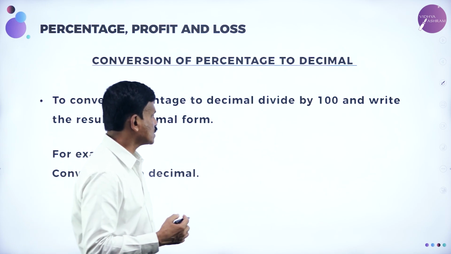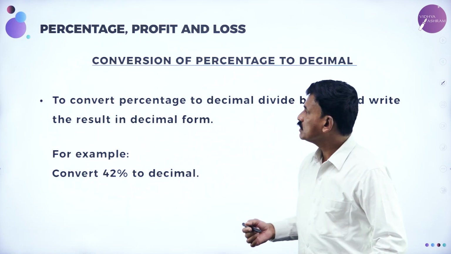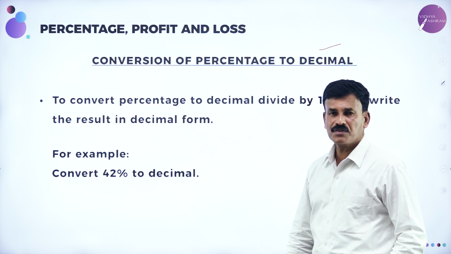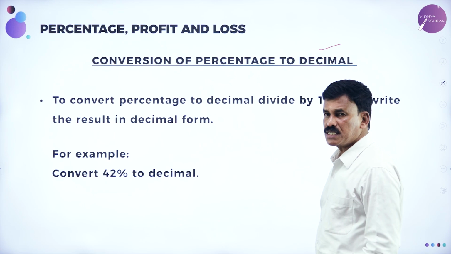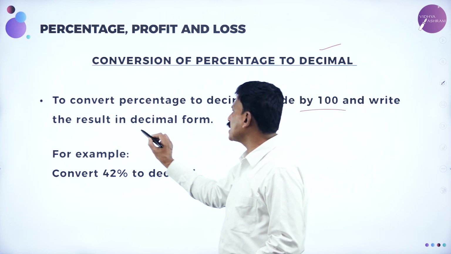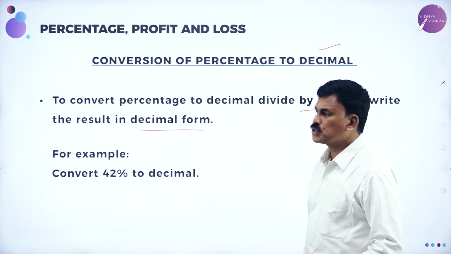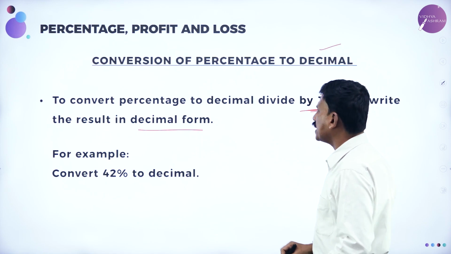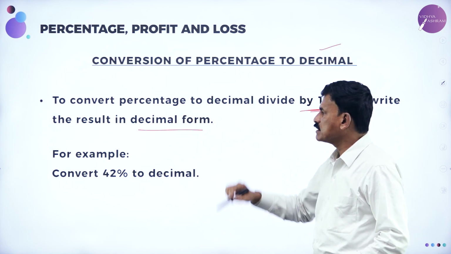Now move on to the next problem, that is conversion of percentage into decimals. This is also very important. To convert percentage into decimals, divide by 100 and write the result in decimal form. So, to convert the percentage to decimal, first divide by 100 and write the result in the decimal form.